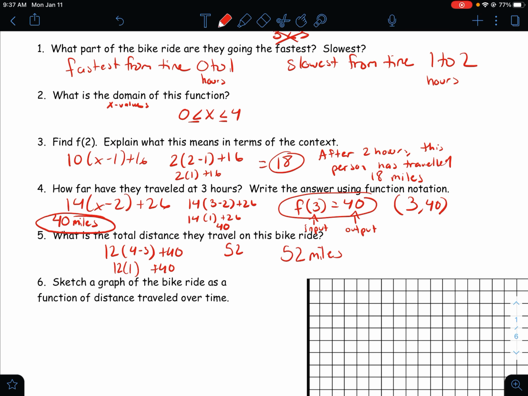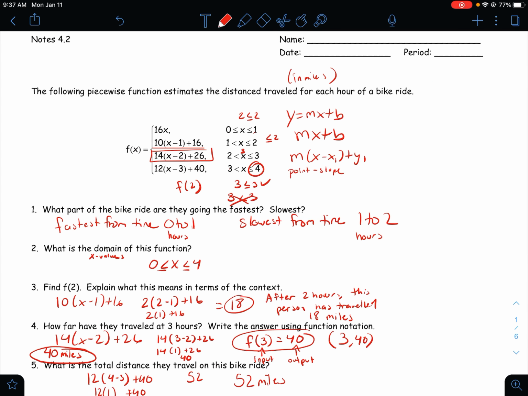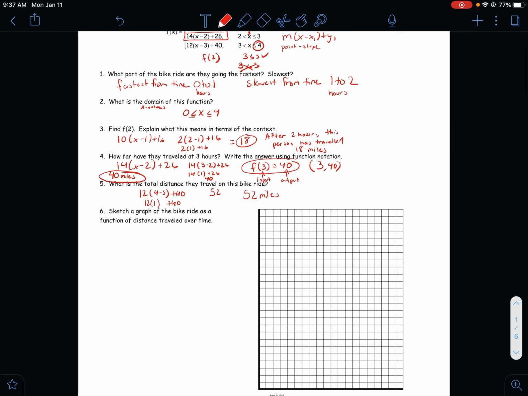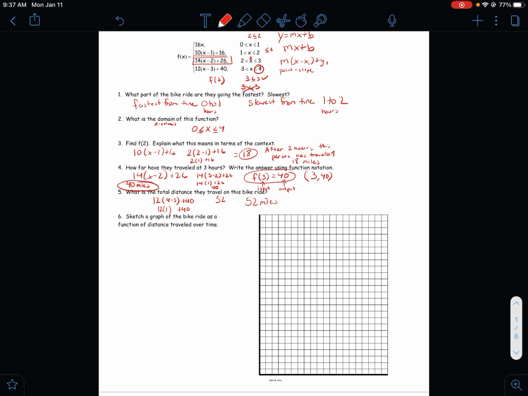Why did I use 4? Well, the domain is from 0 to 4. The bike ride ends at 4 hours. So you're just going to plug in 4 and see where you're at at 4 hours. All right. Next it says sketch a graph of the bike ride as a function of distance traveled over time.